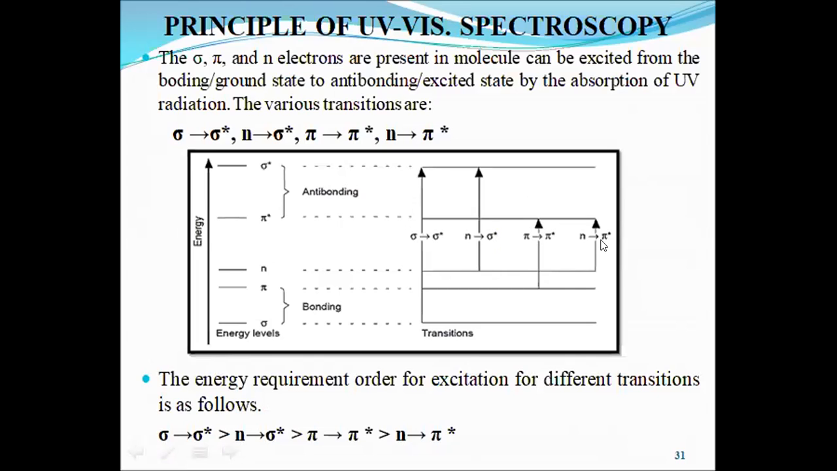Last is n to pi star. That is the non-bonding electron present along with the pi star, that is double bonds. So again, non-bonding electrons are loosely held, and they have a very small energy gap. So this non-bonding to pi star transition can very easily take place by the absorption of ultraviolet radiation. If we see the energy requirement and compare all the 4 transitions, the highest energy requirement is for the sigma to sigma star transition, then it is for non-bonding to sigma star, then it is for pi to pi star, and the least energy requirement is for the n to pi star transition.